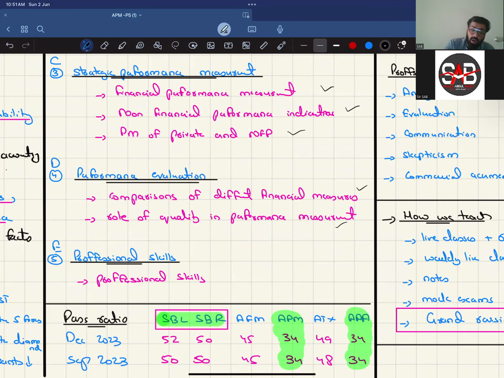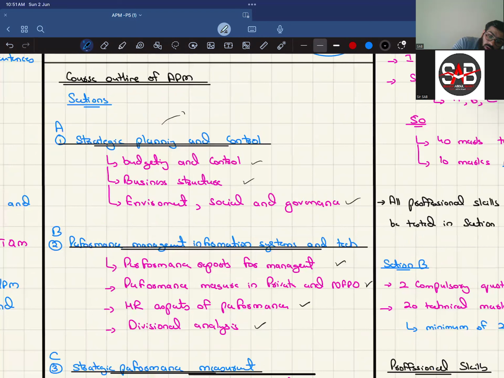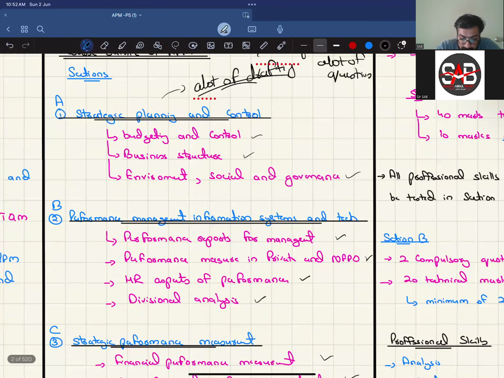And again, this requires a lot of drafting. These sections require a lot of drafting practice, and therefore our aim is to practice a lot of questions, because this paper requires practice.